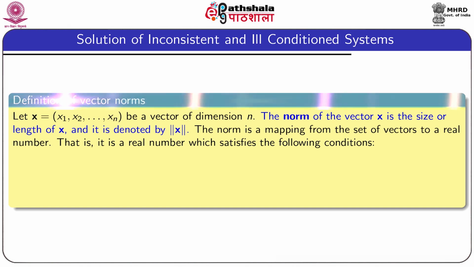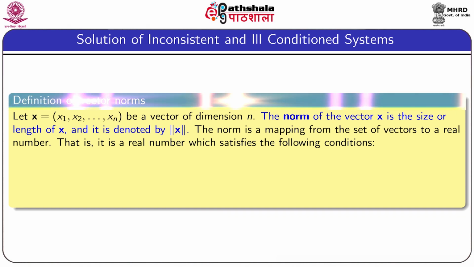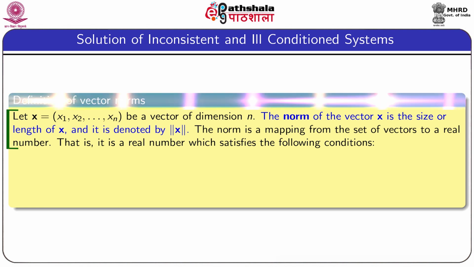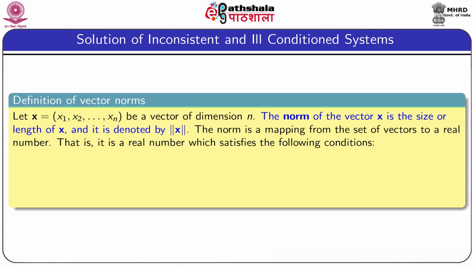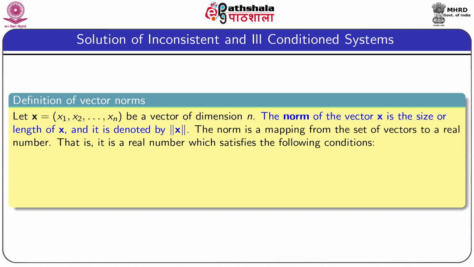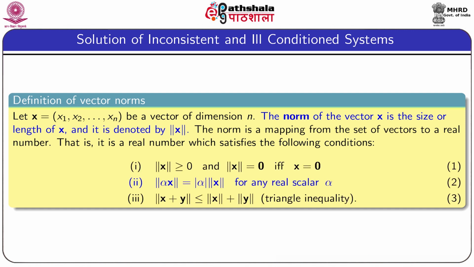First of all, we define the norm of a vector. Let x be a vector of dimension n, that means it contains n number of elements. The norm of a vector is the size or length of x, and it is denoted by double bar x. We know the norm is a mapping from the set of vectors to a set of real numbers. That means the norm satisfies the following three conditions. These are well known conditions for a norm. The first one is called the non-negativity condition, the second one is called the homogeneity condition, and the third one is called the triangle inequality.